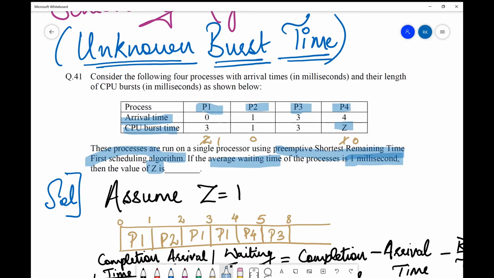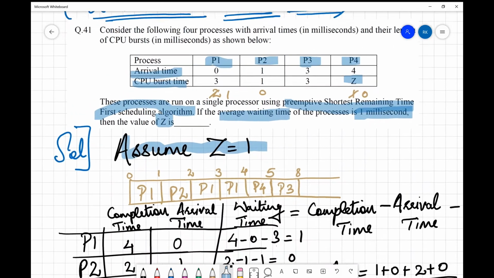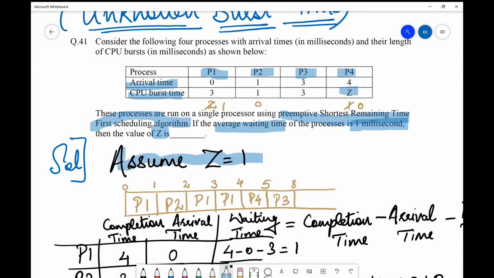In such types of questions, you basically assume Z's value as something. How I attempted this is, I assumed Z equals 1. So I assume Z equals 1 and then I schedule it in the normal manner like we do. So let's see how I did it.